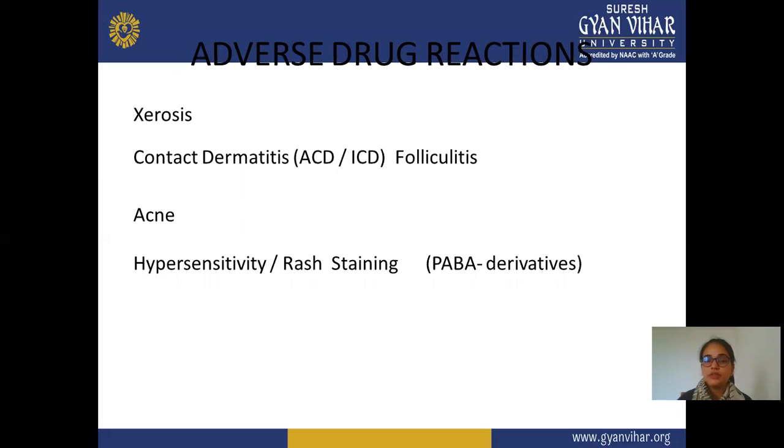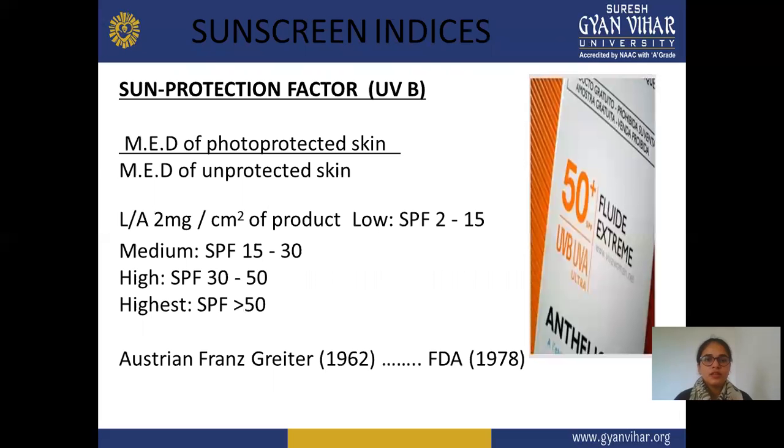Next is hypersensitivity, rash, staining. Some people who have sensitive skin or sensitivity to certain chemicals observe some hypersensitivity reaction or rashes when they apply the sunscreen. This hypersensitivity, rash and staining is mainly observed with creams containing PABA derivatives, or para-amino benzoic acid. So these are some adverse drug reactions of sunscreen.